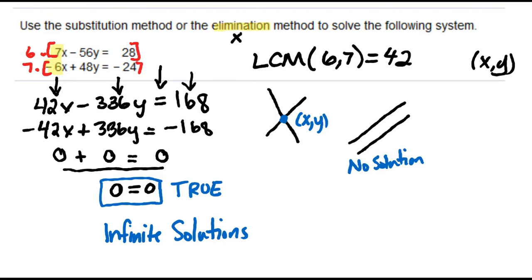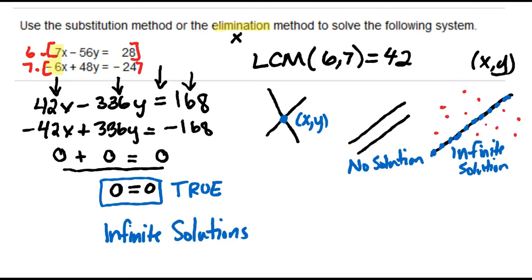The one that we have is a case where the two lines are actually right on top of each other, and that means that every ordered pair that falls on those lines is a solution. So that's how we get the infinite solutions. Now, it's not any ordered pair because the ordered pairs that are not on the line are not solutions. It's only the ones that are on the line that are solutions. So we need to specify which ordered pairs are the solutions.